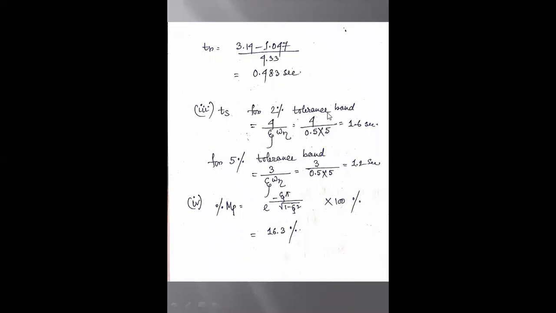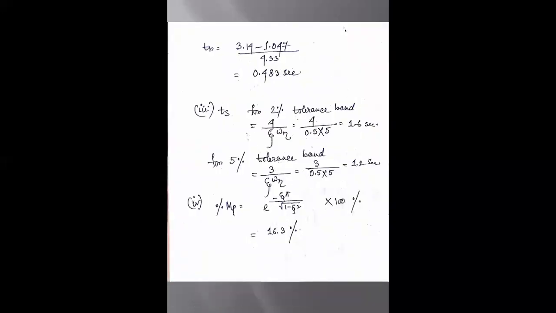Now the settling time for the 2% tolerance band is 4 by zeta omega n, 4 by 0.5 into 5, that is 1.6 seconds. For the 5% tolerance band, it is 3 by zeta omega n, 3 by 0.5 into 5, that is 1.2 seconds. Then we calculate the percentage of peak overshoot, that is e power minus zeta pi by root over 1 minus zeta square into 100%. Putting those values, we get 16.3%. In this way, the problem is solved.